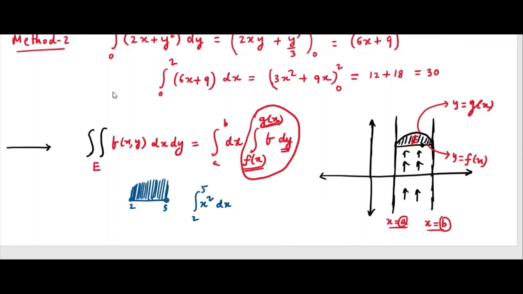Because there are infinite numbers, I just can't add all the numbers. So we use integration. That is called line integral. Line integral means single integral.